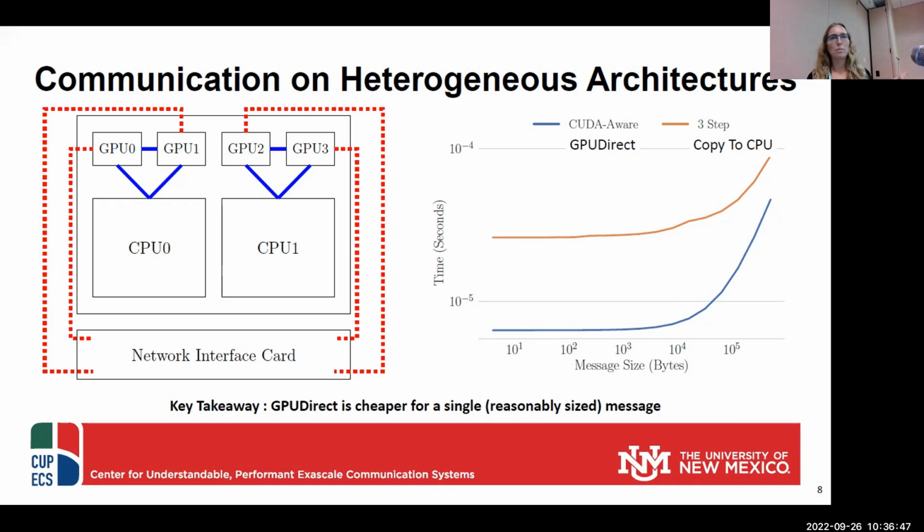However, we also could copy to the CPU. So this would be copying all the data to the CPU, sending data between the CPUs, and then copying back to the GPU. And that's the orange line. So as long as you have a reasonably sized message, it is cheaper to use GPU direct. However, only if we're sending one message.